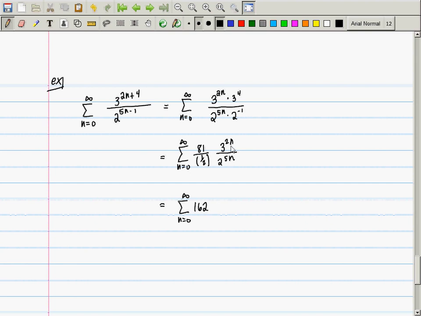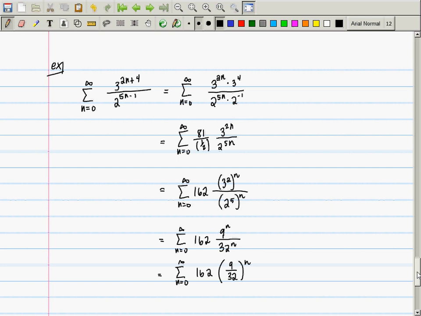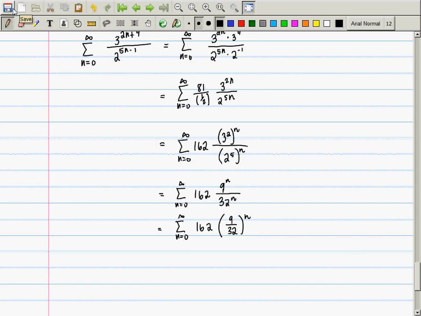Now I need to start rewriting this 3 to the 2n and 2 to the 5n business. Someone give me a recommendation for 3 to the 2n. 3 to the 2 to the n, right? Good, that's the one I was looking for. In analogous fashion, the denominator can be written as 2 to the 5 to the n. So this is the sum from n is 0 to infinity of 162 multiplied by 9 to the n divided by 32 to the n. Now that exponent can be factored out of the quotient, so that's 162 multiplied by 9/32 to the n. We have now written it in the canonical form of a geometric series.